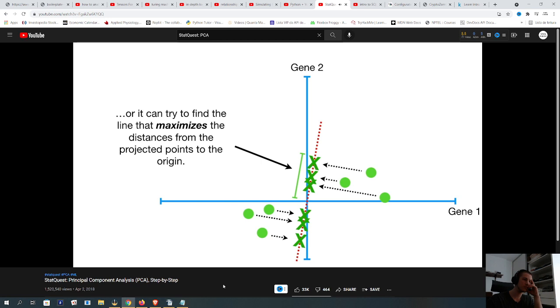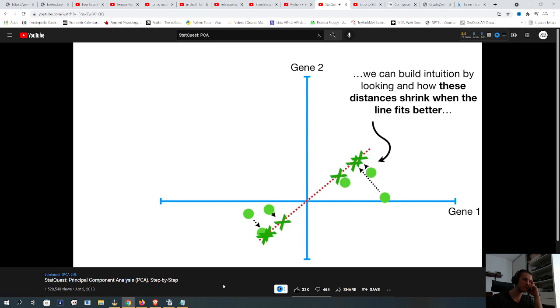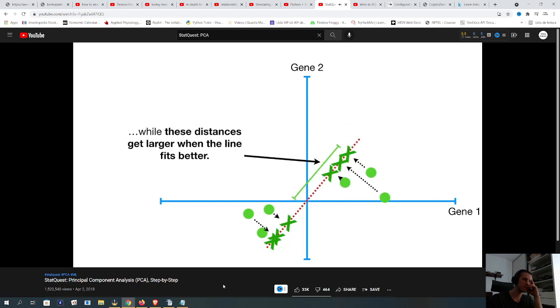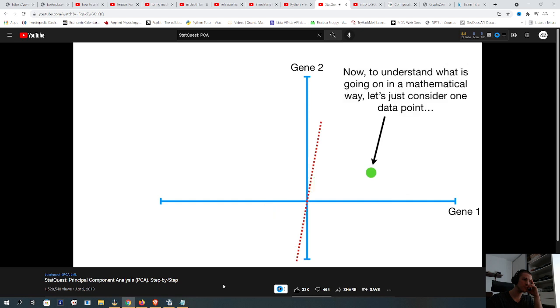If those options don't seem equivalent to you, we can build intuition by looking at how these distances shrink when the line fits better, while these distances get larger when the line fits better. Now, to understand what is going on in a mathematical way, let's just consider one data point. This point is fixed, and so is its distance from the origin.